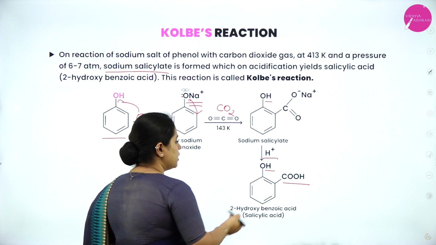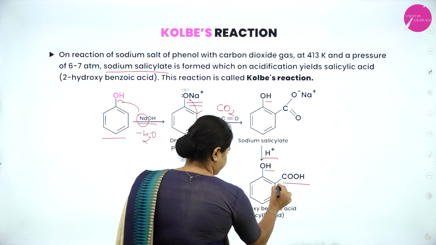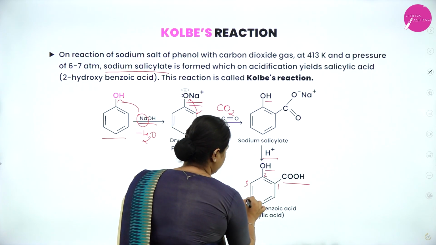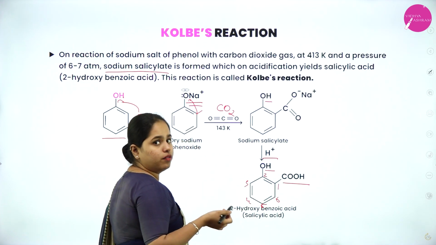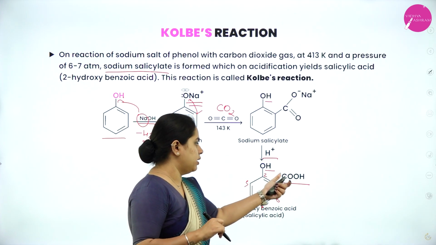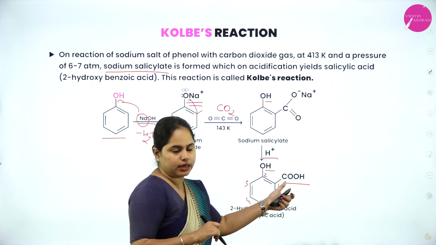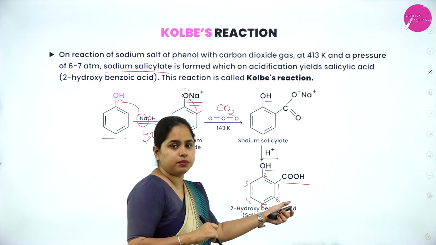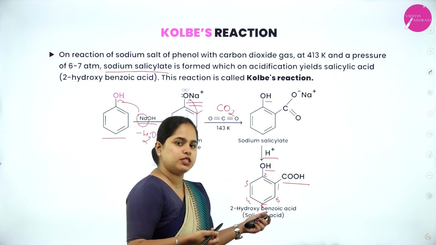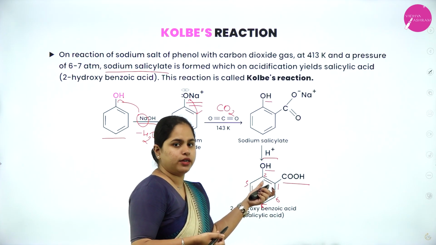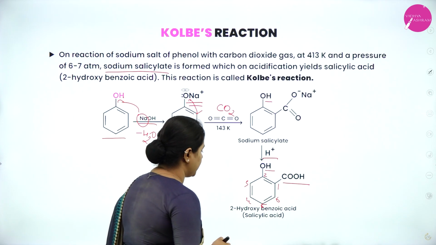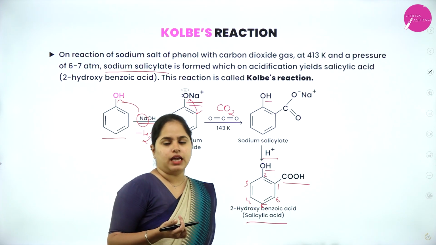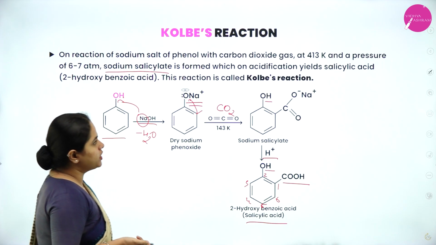So this is called the IUPAC name. If you are seeing, it will be 1, 2, 3, 4, 5, 6. So on the second carbon atom you have a hydroxyl group. You can't number this as the second carbon atom first because the carboxylic group is the highest priority. So this will be 2-hydroxybenzoic acid, which is commonly called salicylic acid. So this is Kolbe's reaction.